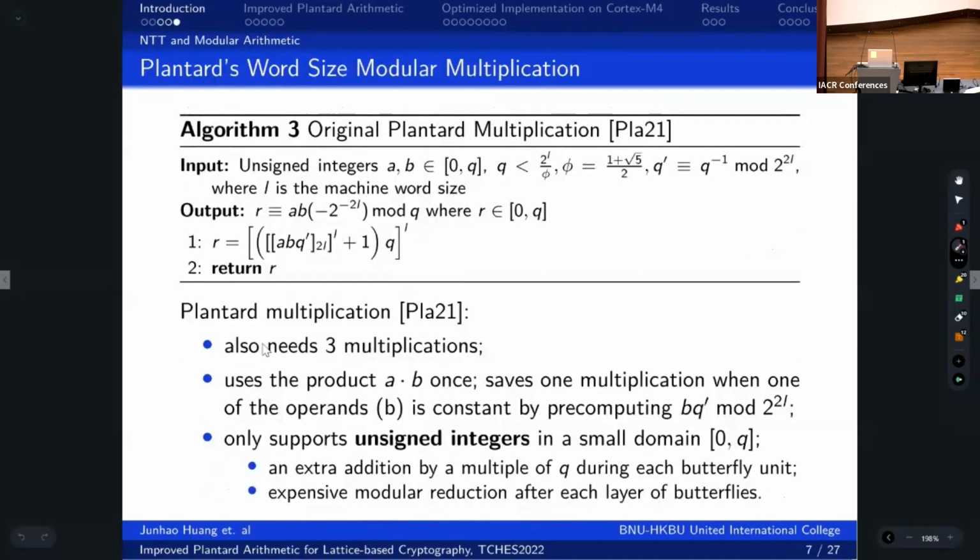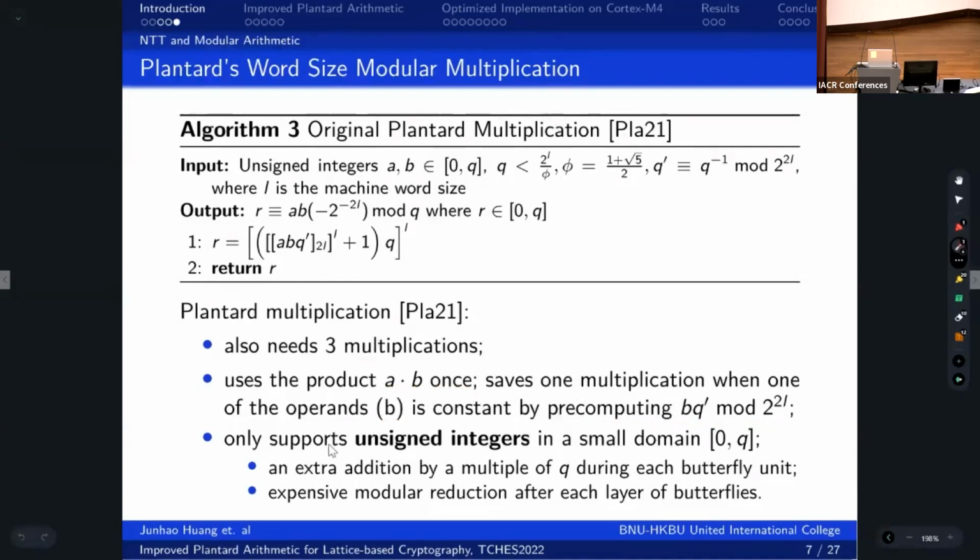Recently, Thomas Plantard proposed a novel word-size modular multiplication, which we call Plantard multiplication here. We can see that the biggest advantage of the Plantard multiplication is that it only uses the product A times B once. Therefore, when multiplying by a constant, for example when B is a constant, the Plantard multiplication can save 1 multiplication by precomputing B times Q prime mod 2 to the power of 2L. Therefore, it is suggested that the efficient Plantard multiplication by a constant can be used to accelerate the butterfly unit.